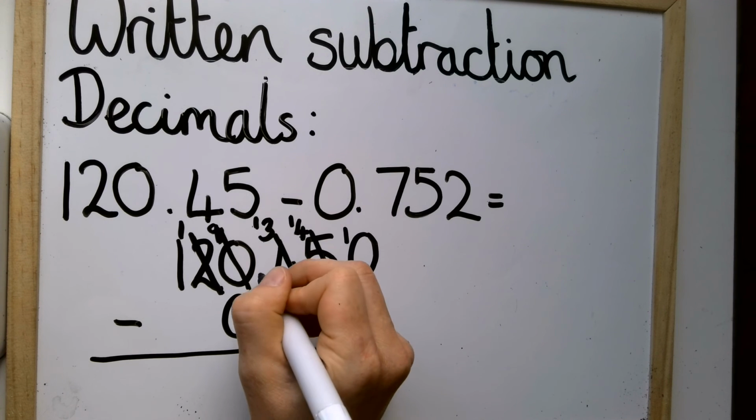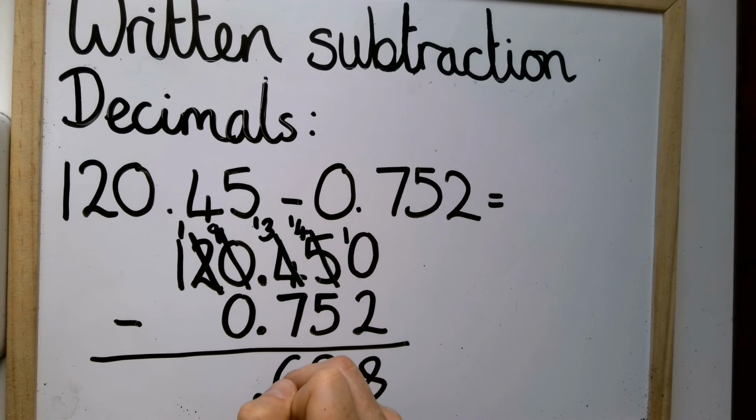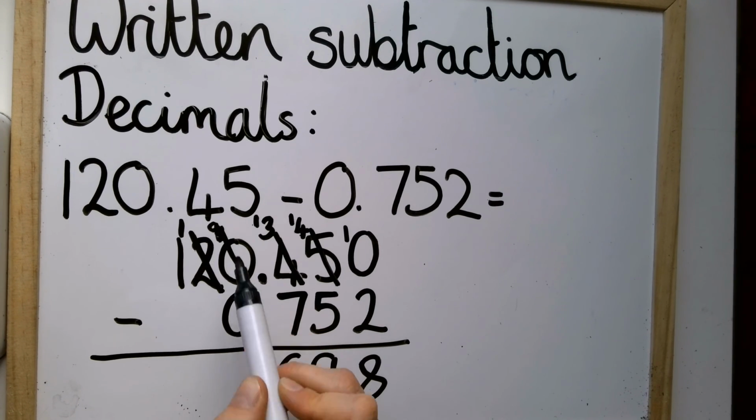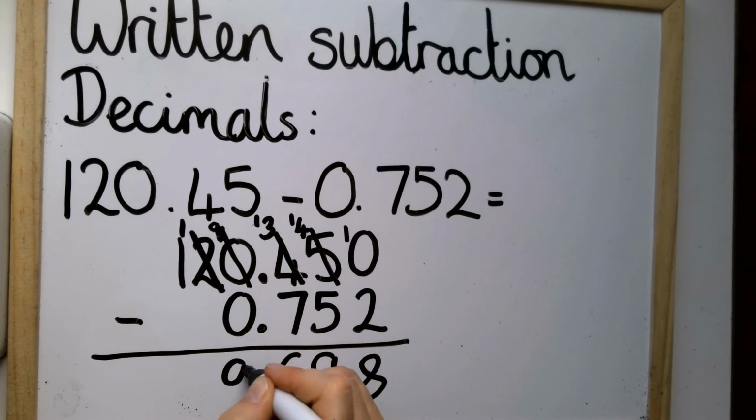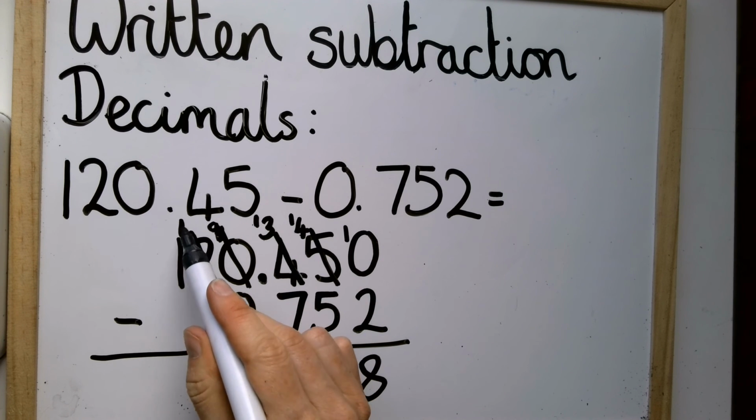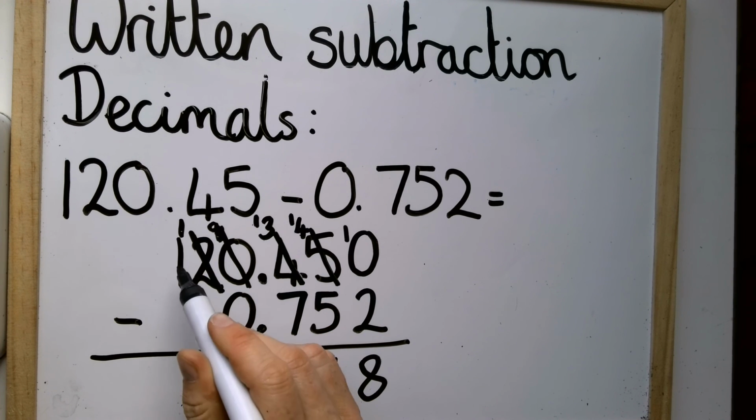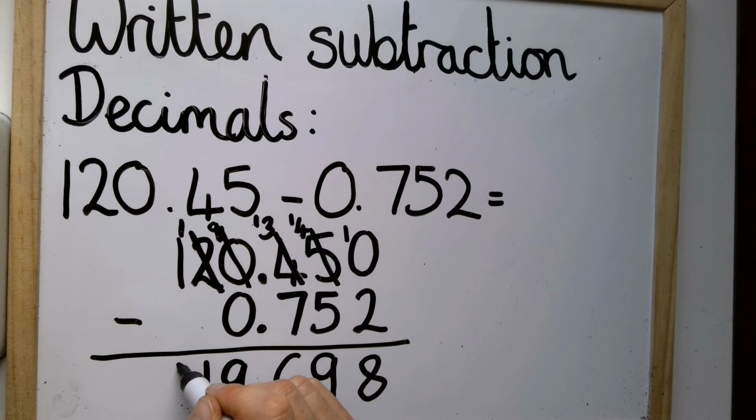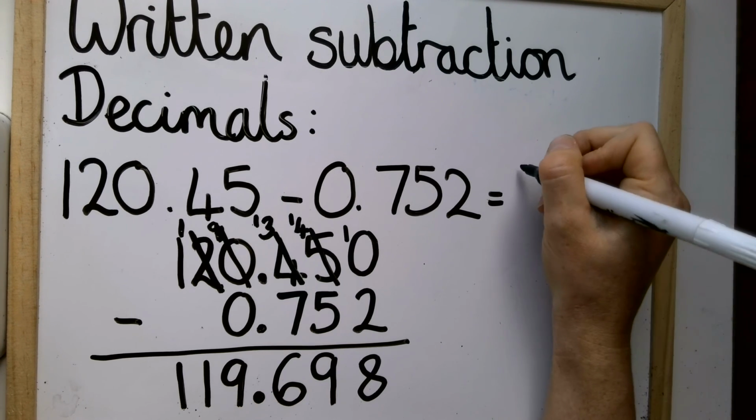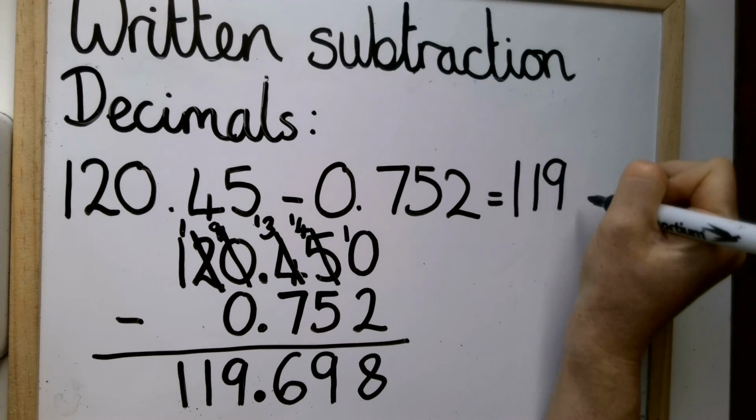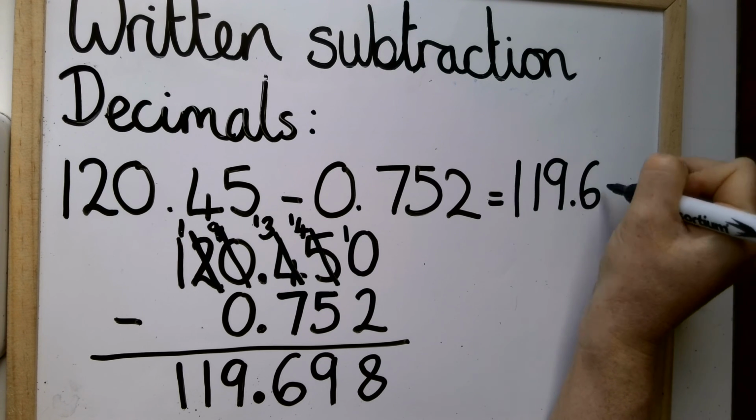Putting in the decimal point, really important. There's the decimal point here, so it needs to go here. 9 take away 0 is 9. 1 take away 0 is 1. And 1 take away 0 is 1. So we have 119.69.